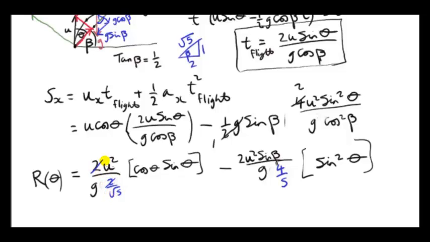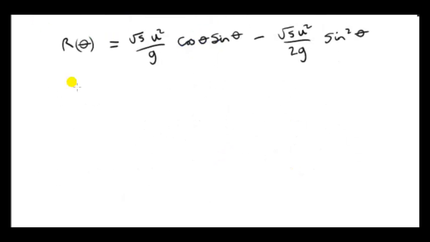The 2's cancel. If I multiply above and below by root 5, this will go out, so we'll have root 5 u squared over g. If we multiply above and below by 5 here, we'll have 5u squared sine beta over 2g. I nearly forgot about the sine beta. That's 1 over root 5. Now 5 can be written as root 5 multiplied by root 5, so we cancel one of the root 5, and we get root 5 u squared on top.